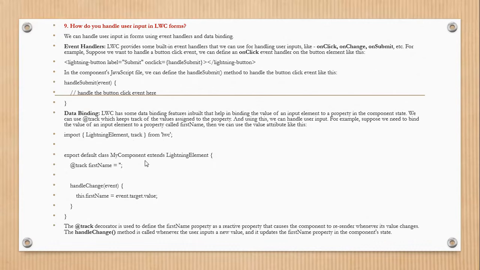Export default class extends LightningElement. @track firstName, and handle change event: this.firstName equals event.target.value. The track decorator is used to define the firstName property as a reactive property, so that the component re-renders whenever its value changes. The handleChange method is called whenever the user inputs a new value, and it updates the firstName property in the component state.